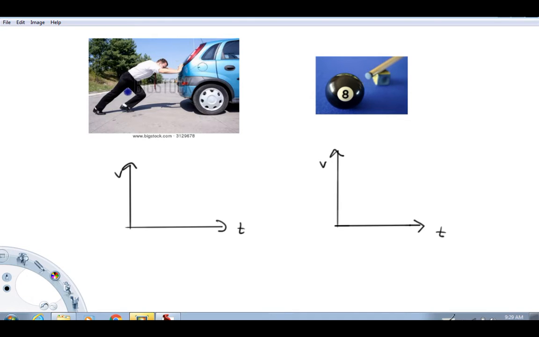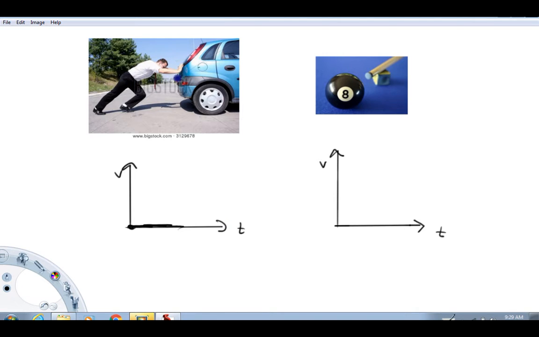If we were to draw a velocity graph of the car before this person does anything, presumably the car's not moving, so its velocity would be zero. And if the car's just sitting there, this velocity curve would be pretty boring. It would sit at zero out to some time here.